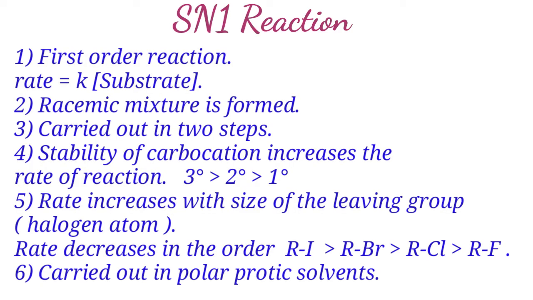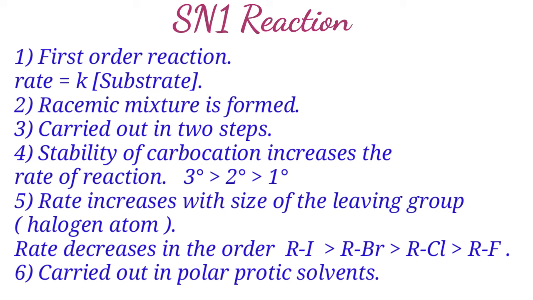So we can conclude that the SN1 reaction is a first order reaction. That is, only the substrate molecule is there in the rate determining step. Rate is equal to K into concentration of substrate. Second point, you are getting racemic mixtures, that is, compounds with retention and inversion of configuration. Third point, the SN1 reaction is carried out in two steps. First one, carbocation formation. Second one, the carbocation is attacked by the nucleophile to complete the substitution reaction.